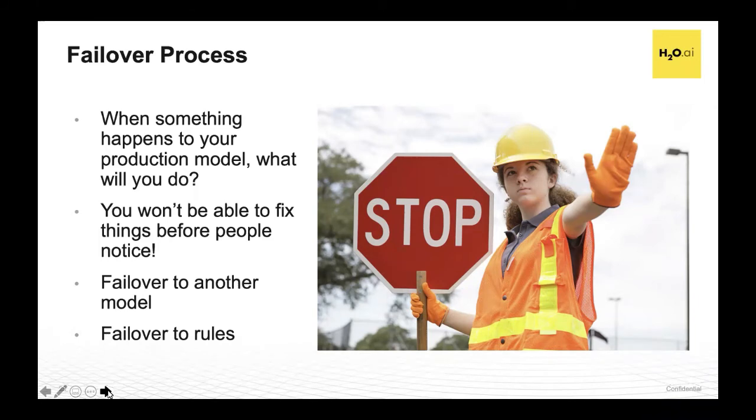And that alternative could be another model, as we talked about with the canary model. It could be another model that I can flip over to while I'm fixing my main model. And maybe that model isn't quite as good, but it does provide a reasonable response. So I could flip over to that. I could flip over to a rule or a set of rules. I've definitely seen that work.